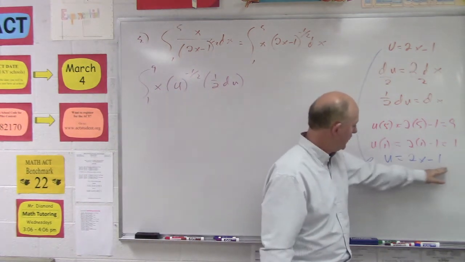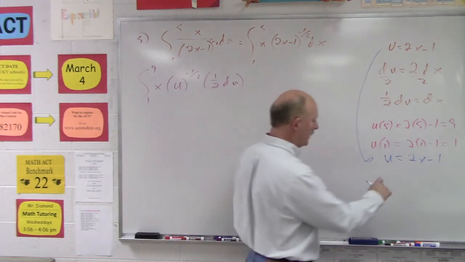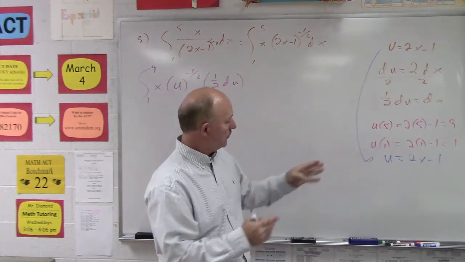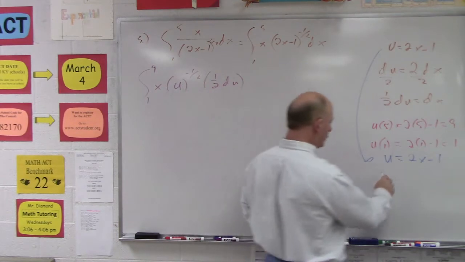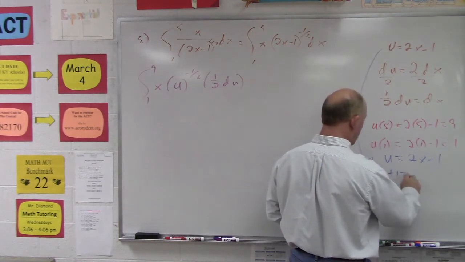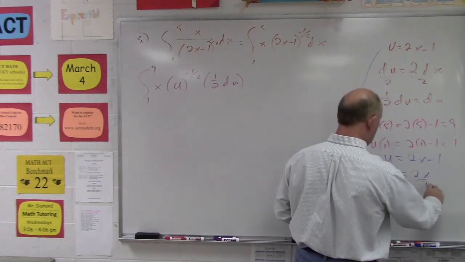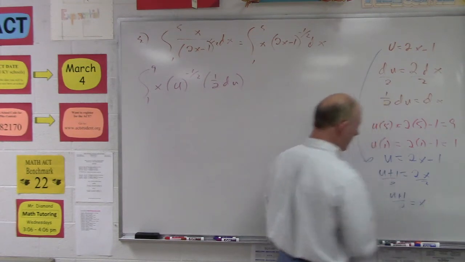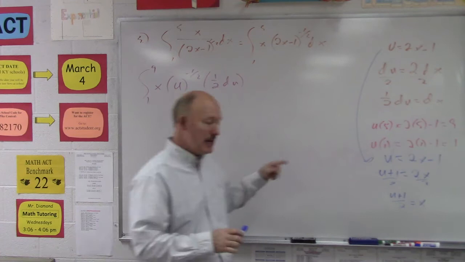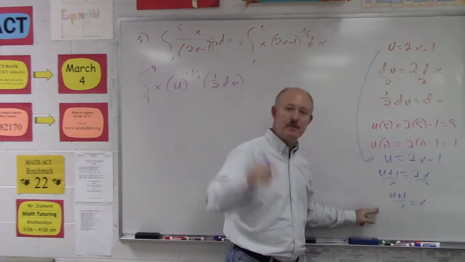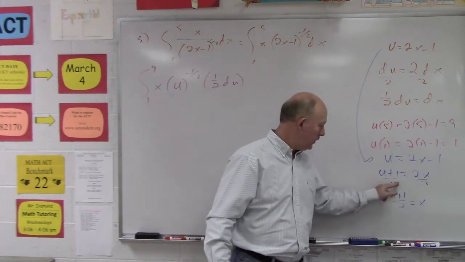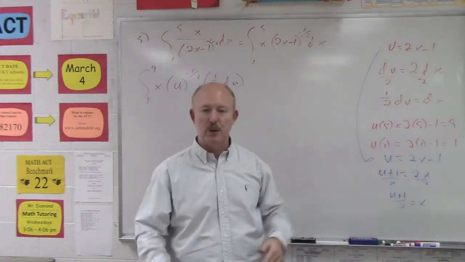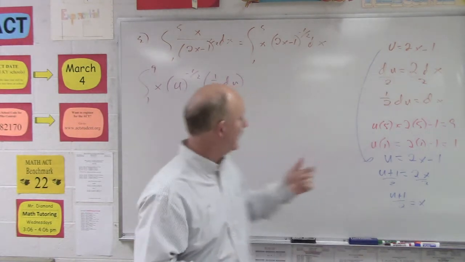If you look at this relationship, it's a little linear relationship. Let's solve our original substitution for x in terms of u. So this becomes u plus 1 equals 2x, divided by 2. So we have (u plus 1) divided by 2 equals x. So we can remove that extra x variable using (u plus 1) divided by 2. Sometimes this will work, and in this case, it does.